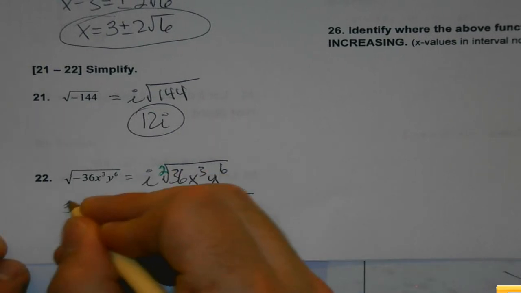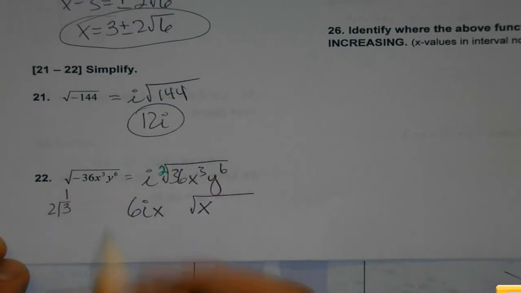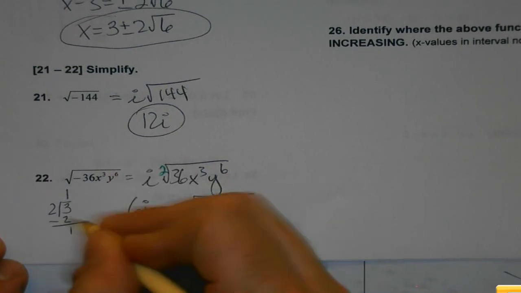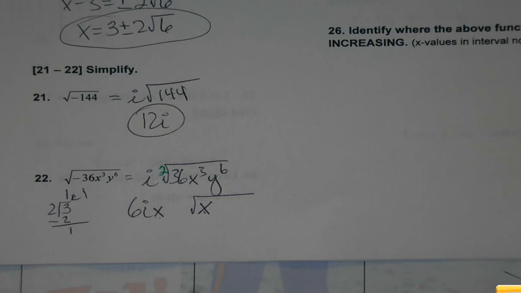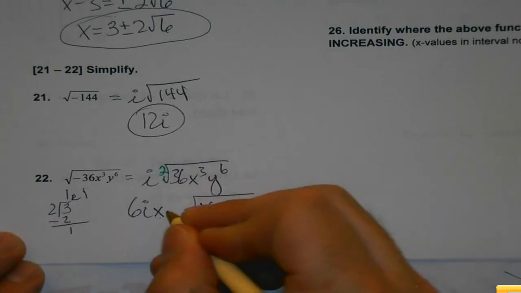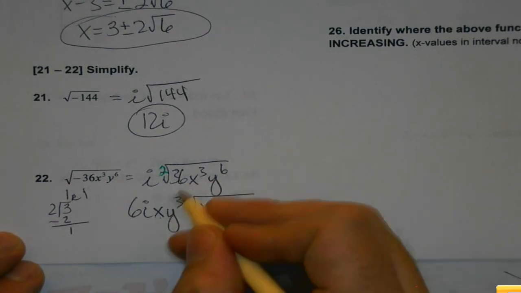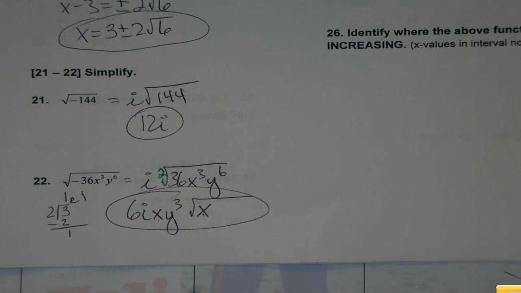Just simple, long division. However many times it goes in. Remainder inside. 2 goes into 6 3 times. I don't have any left over, so I'm good. Like, all right, I can kind of see where he's going with some of this.